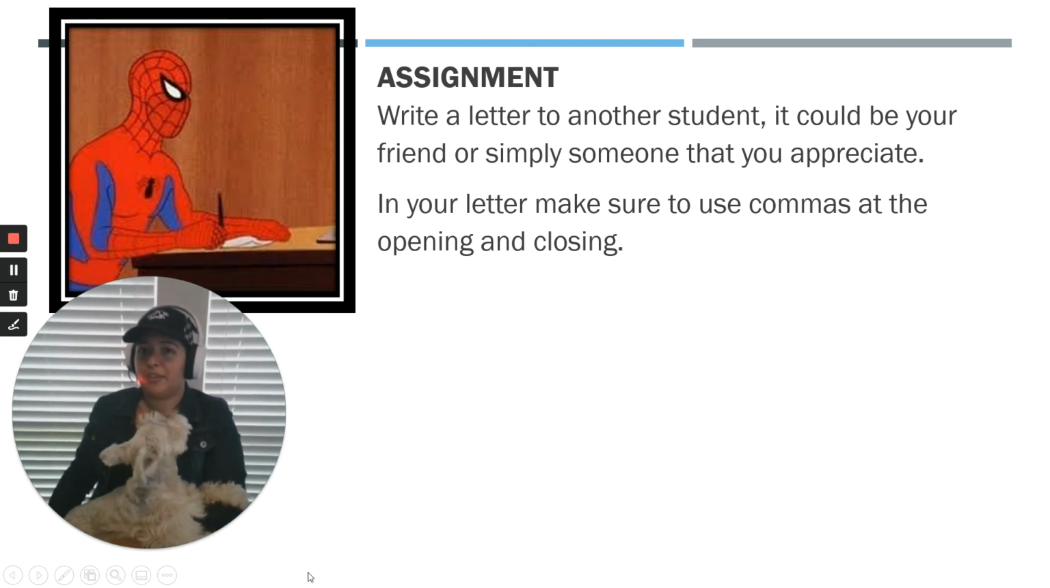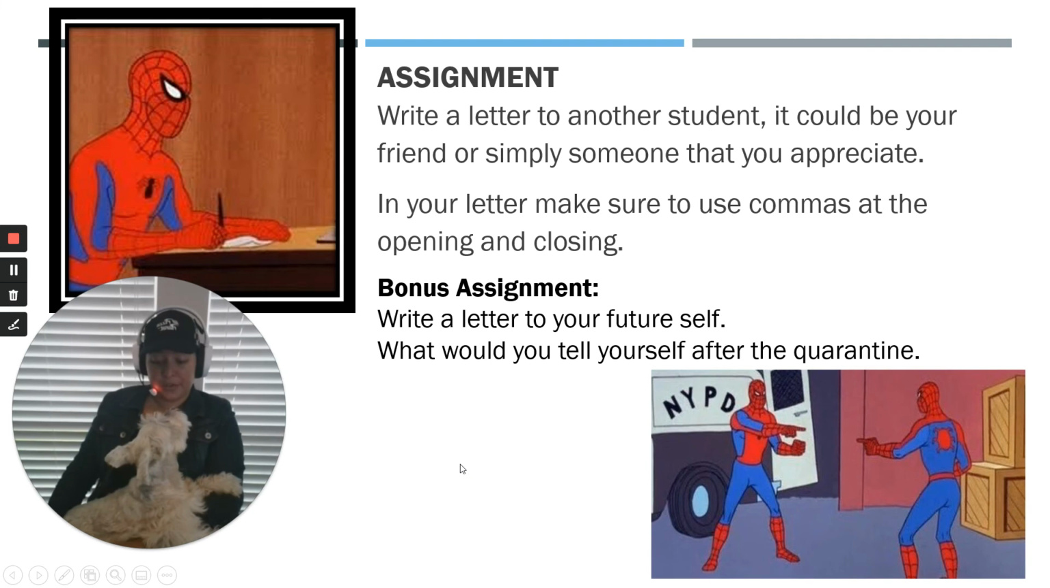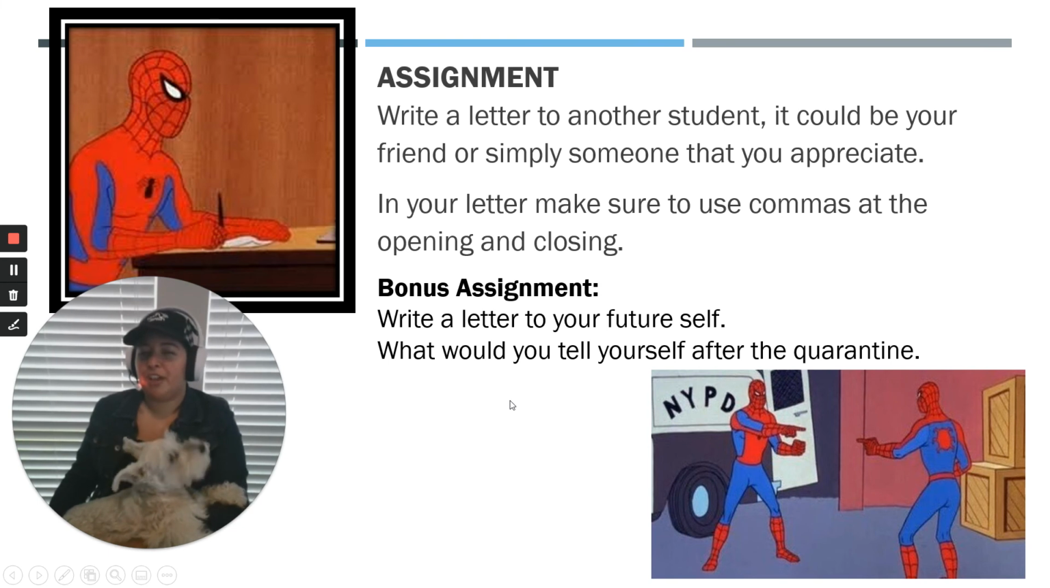Now, I have a bonus assignment for you guys. Your bonus assignment is to write a letter to yourself, right? But in the future. What would you tell yourself after this quarantine is over? Write that letter carefully. Make sure that you use correct punctuation marks and complete sentences. Send it to me via Class Dojo, Teams, or text message.